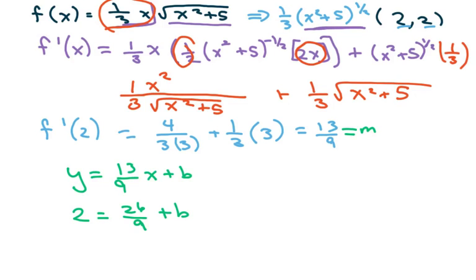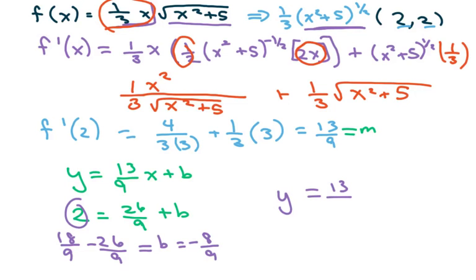Solve for b. So I'm going to write this 2 as 18 over 9, minus 26 over 9. That equals your b. And that's going to be negative 8 over 9. So your equation is going to be y equals 13 over 9 x minus 8 over 9. And that's all.